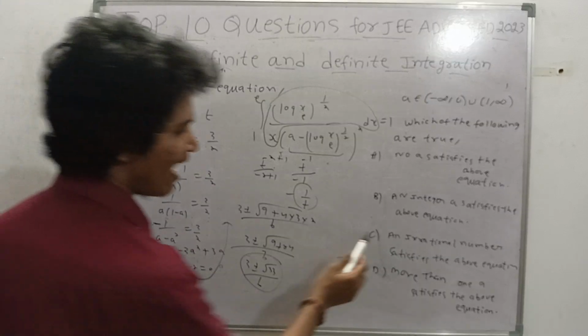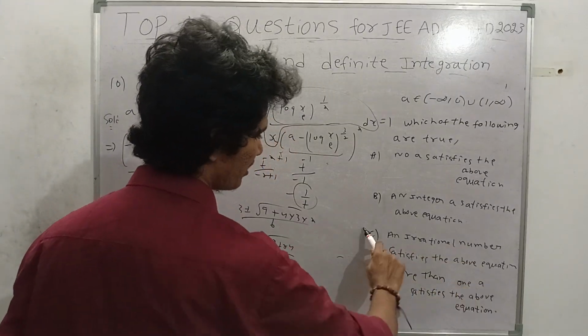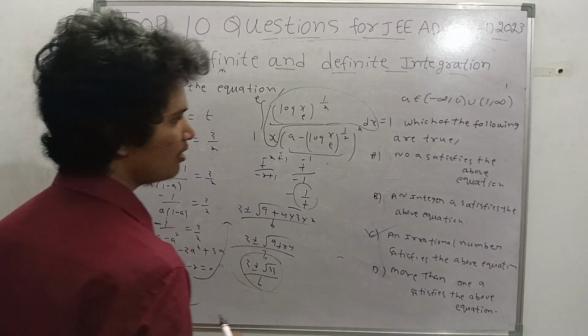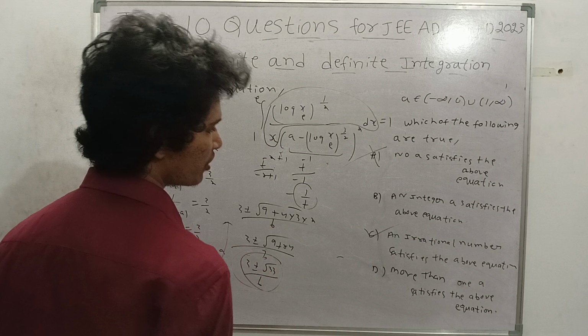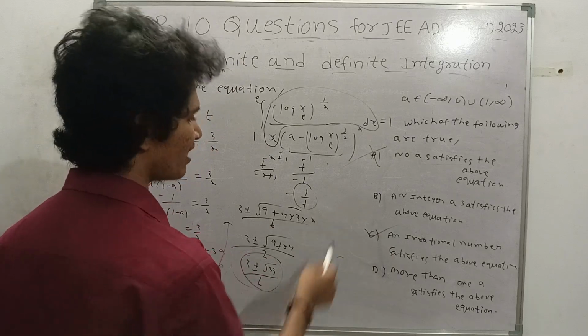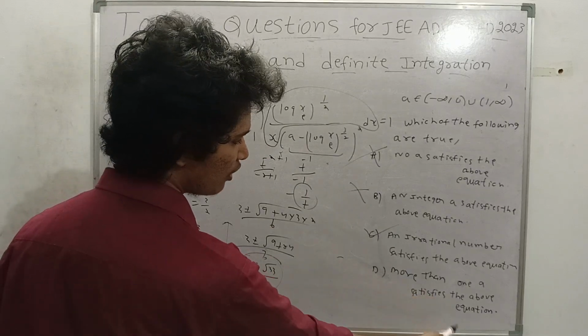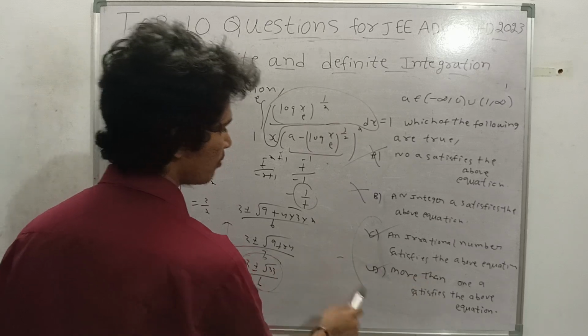What are these two values? An irrational number satisfies the above equation. Yes, it is correct, because a is an irrational number. No a satisfies the above equation, it is wrong. An integer a satisfies the above equation, it is not an integer. More than one value of a satisfies the equation. Yes, it is correct. So what are the options?